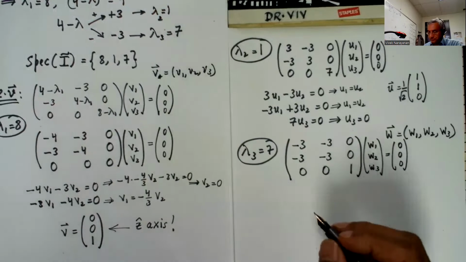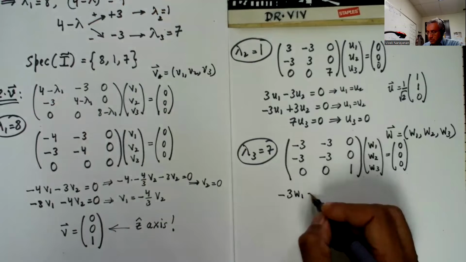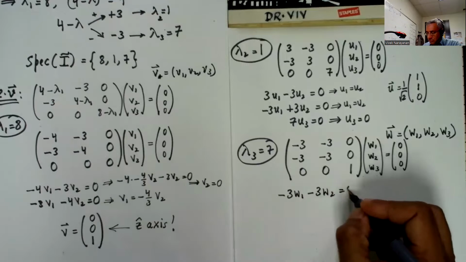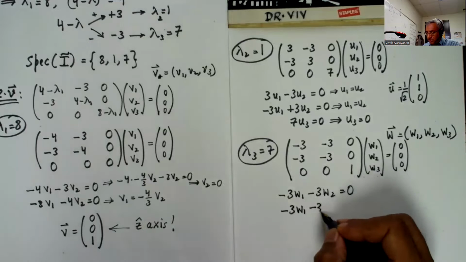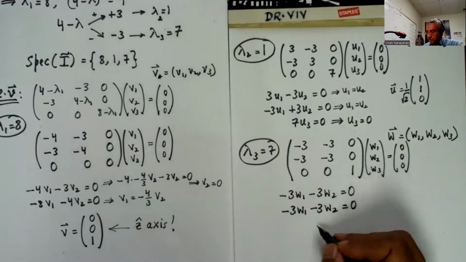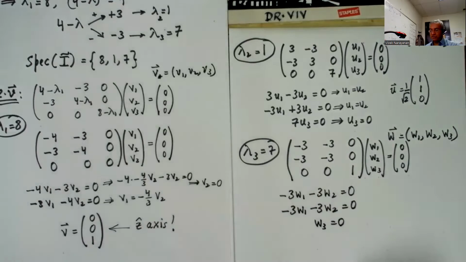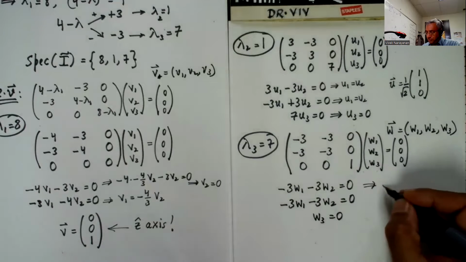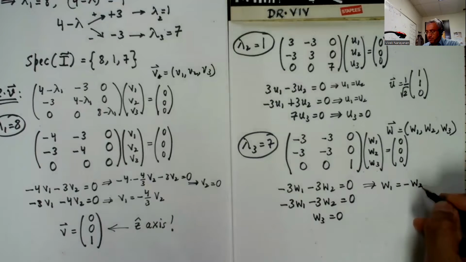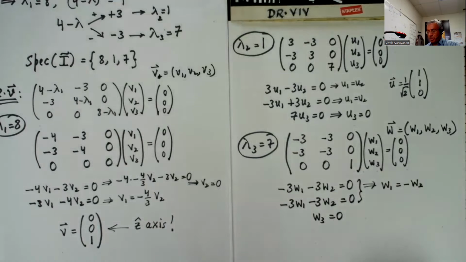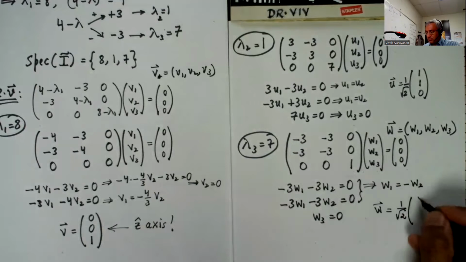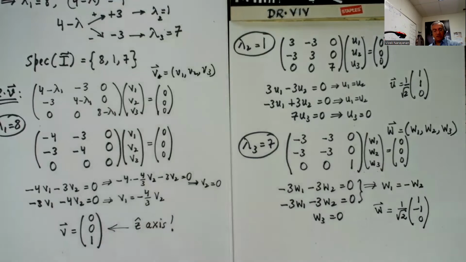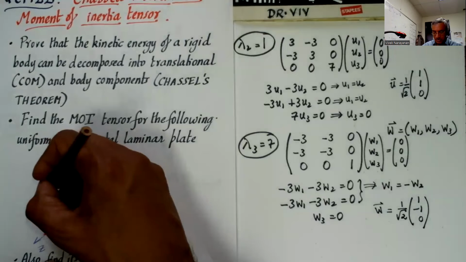Let's solve the system. That's what the first equation gives me. The second equation gives me an identical equation. And the third equation gives me W3 equal to 0, which makes sense. These two equations imply that W1 must be equal to negative W2. Both of them give you the same answer. And so we have our W vector, which is 1 over root 2, (1, minus 1, 0). So this one, as predicted, looks like this.